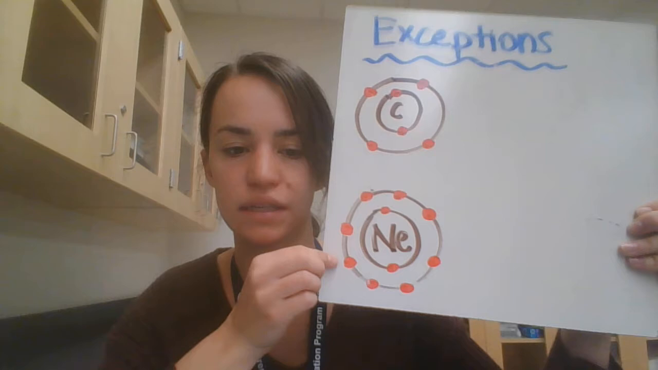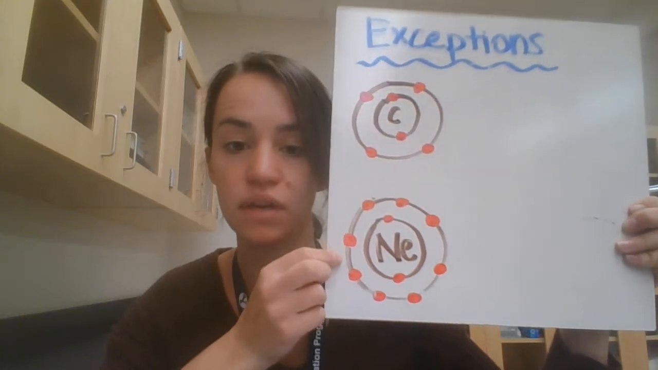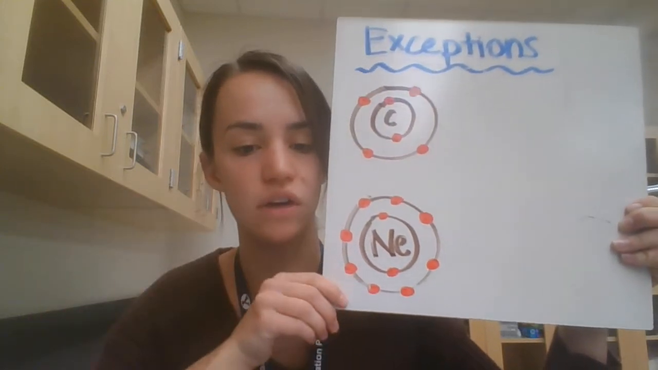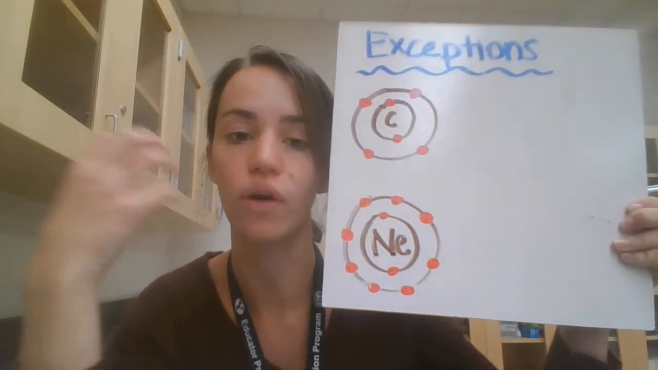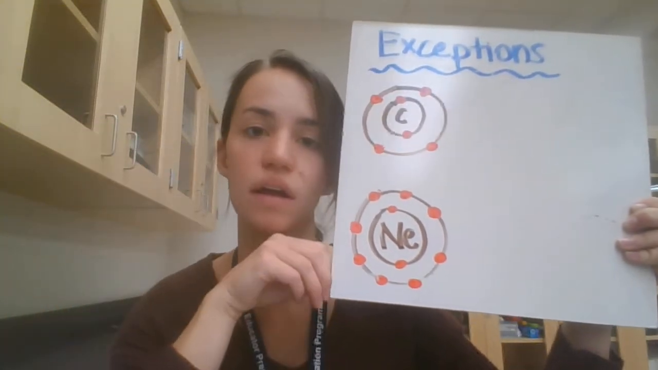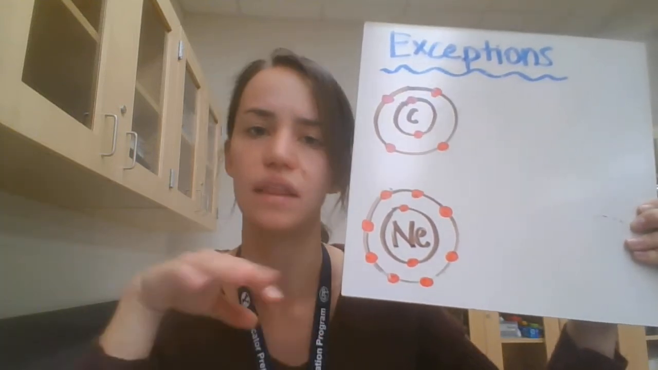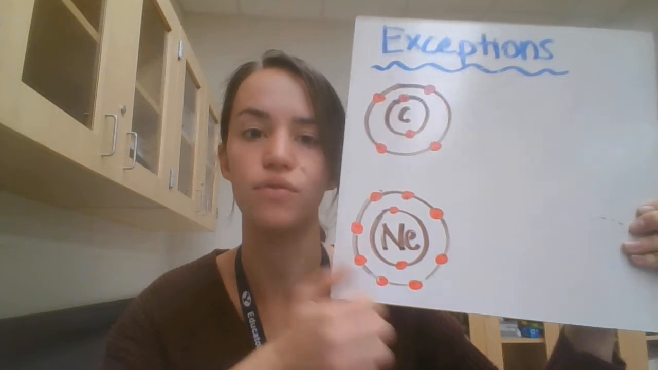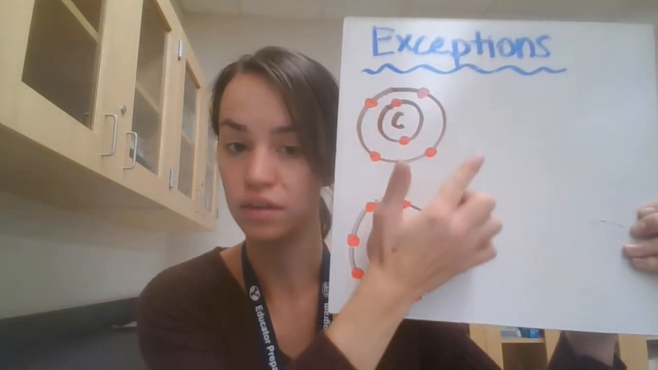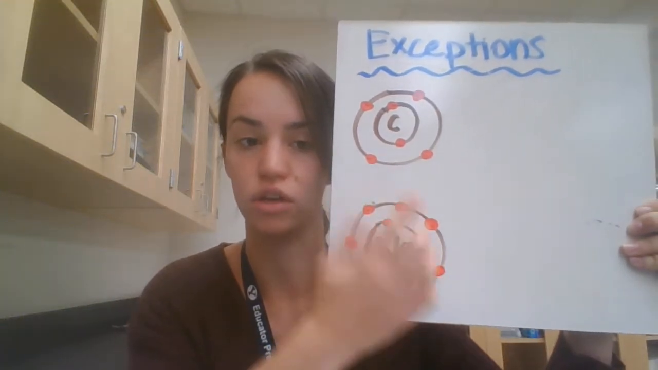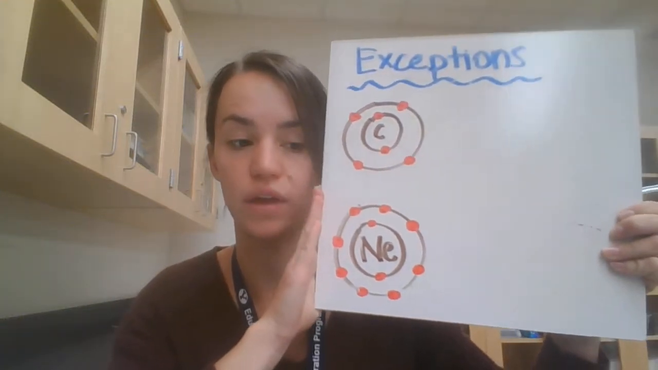Our next one is neon. And so neon is a noble gas. And if you notice neon, it already has 8 electrons in its outer shell. It's already full and happy. It's not going to create ions. It's not going to borrow electrons or take away electrons, anything like that. It's going to just stay full and happy, and it's not going to create ions. So anything that has 4 valence electrons or 8 valence electrons is not going to create ions. Okay, I would write that in your notes.